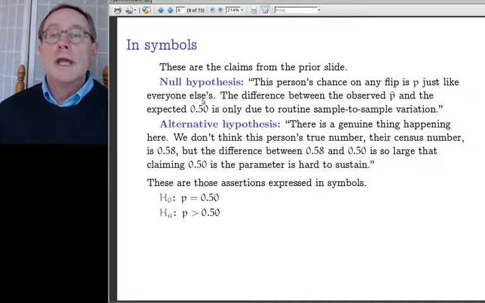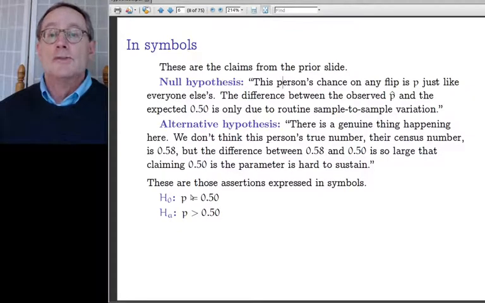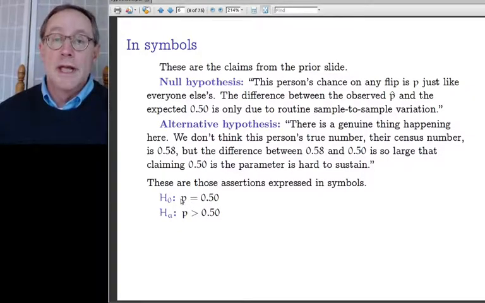So when you read, H naught is saying, this person, I know they got a high number on your experiment, but I think if you did it in the long run, they would just get 0.50 like everyone else. So this person's true census number is 0.50 like everyone else's. That's what this paragraph says.